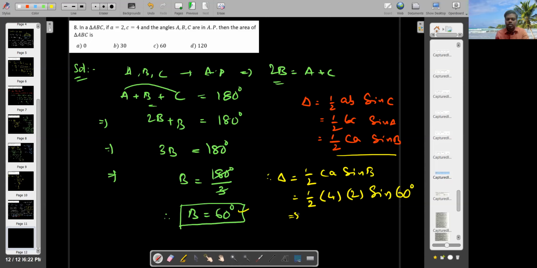That implies that equal to, this 2 cancel. So this is 4 sin 60, value is root 3 by 2. So this is 2 root 3. So the answer is 2 root 3 square units. So here answer is 2 root 3 square units. Here there is no option. So this is 2 root 3 square units.